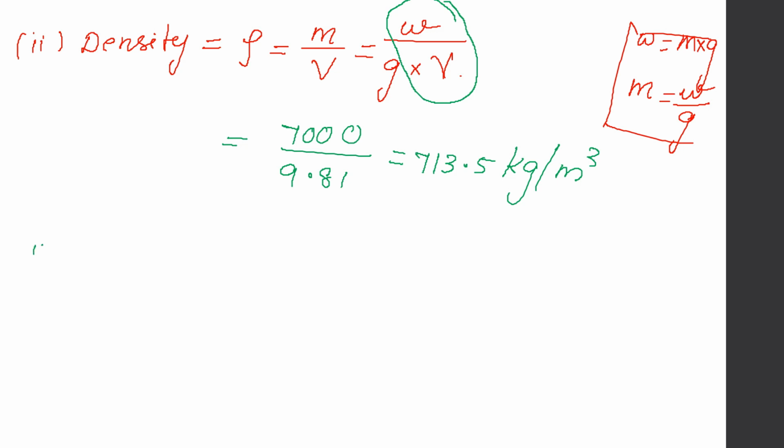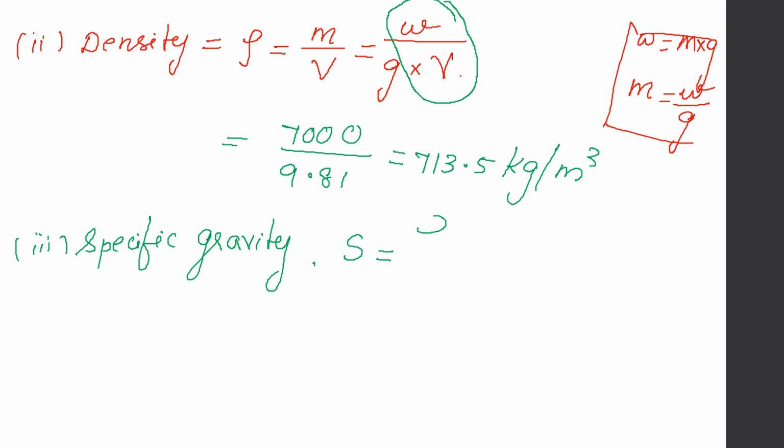Now we will solve the third part, which is specific gravity. We need to find the specific gravity of the given liquid. It is represented by S. We know specific gravity is equal to the density of the given liquid divided by density of the standard liquid. Here the standard liquid is taken as water. If the standard liquid is not given, you can take it as water.